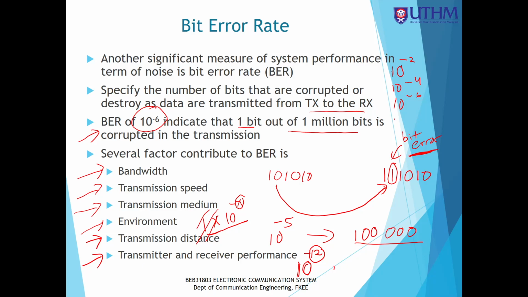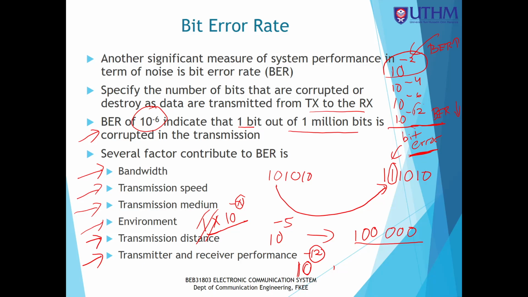So okay, I just want to show you this one for example. You see that when we talk about bit error rate, this one is a higher bit error rate. Okay, apabila kita bercerita tentang bit error rate, this one is considered a higher bit error rate because one bit out of 100 bits is corrupted. So that means the bit error rate is higher. Okay, when the magnitude goes bigger, apabila magnitude ini menjadi besar, that means the bit error rate is going to be lower. Okay, itu maksud dia.